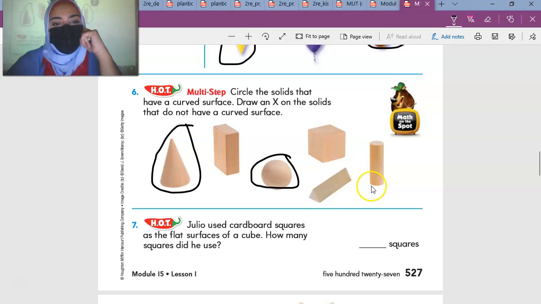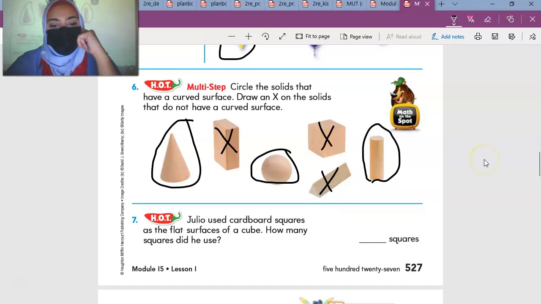Draw an X on the solids that do not have a curved surface. Does this one have a curved surface? No, the rectangular prism does not. Does the cube have a curved surface? No. Does a triangular prism have a curved surface? No.